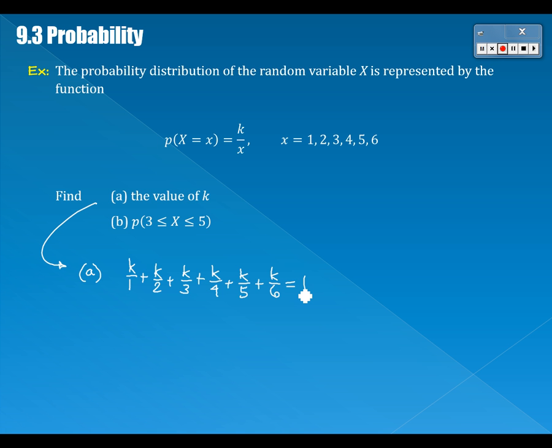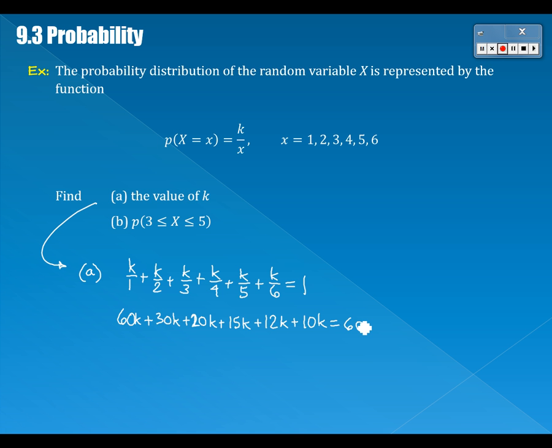Okay, so I'm going to multiply through this equation by 60. We get 60k plus 30k plus, just to clear all the fractions, plus 20k plus 15k plus 12k plus 10k equals 60. I multiplied all the way through by 60. All right, are we having fun yet? So I think we understand how to do this problem, but it's a little bit of a pain maybe.